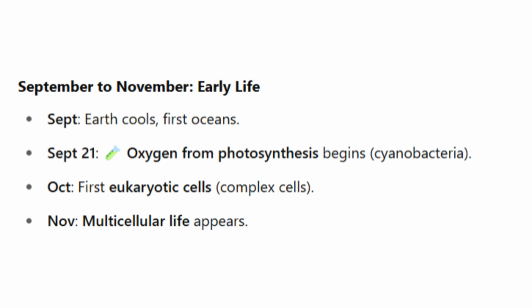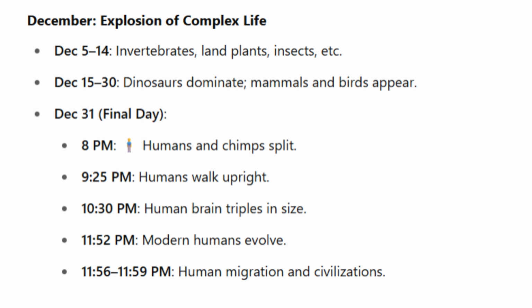September to November: early life. September, Earth cools, first oceans. September 21st, oxygen from photosynthesis begins, cyanobacteria. October, first eukaryotic cells, complex cells. November, multicellular life appears. December.